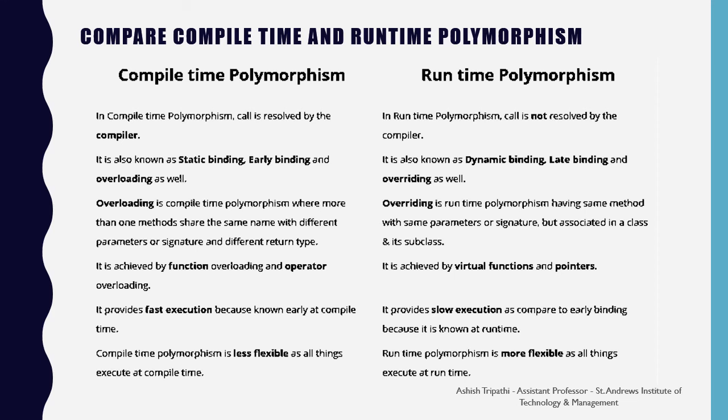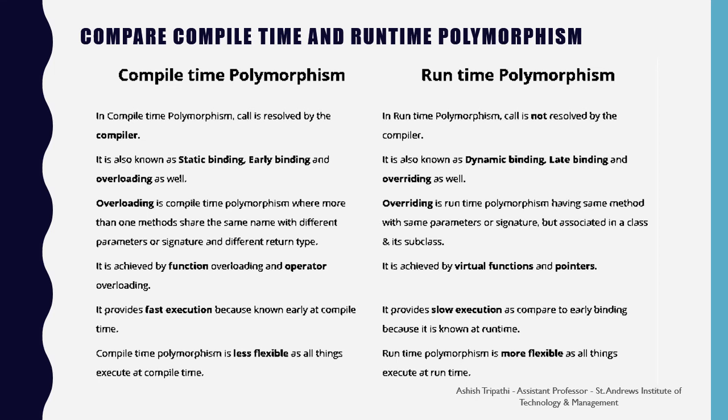Overloading in compile time polymorphism is where more than one method shares the same name with different parameters or signature and different return type. Overriding in runtime polymorphism is having the same method with the same parameters or signature but associated in a class and its subclass. Compile time polymorphism is achieved by function overloading or operator overloading. Runtime polymorphism is achieved by virtual functions and pointers using method overriding.